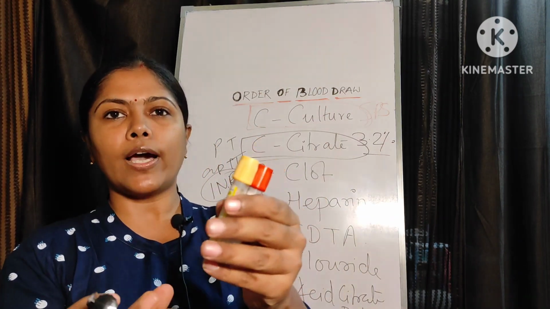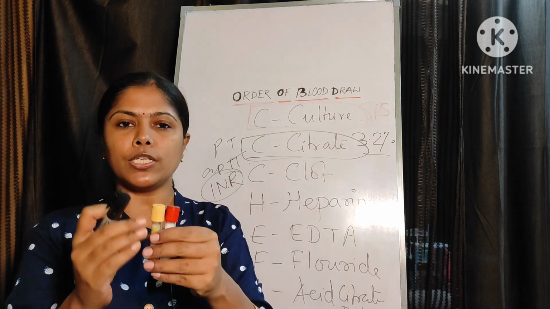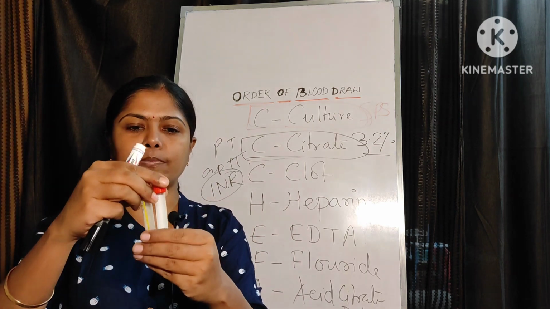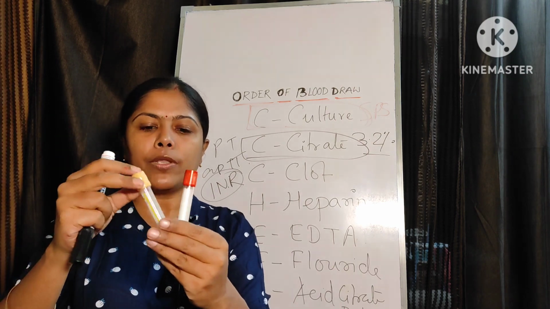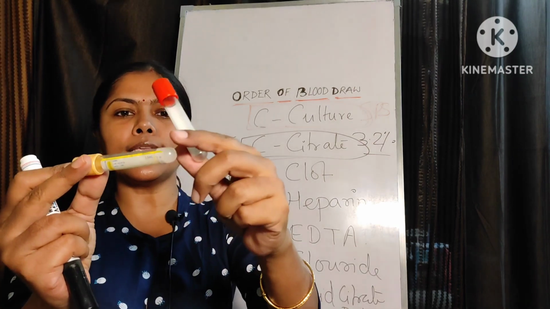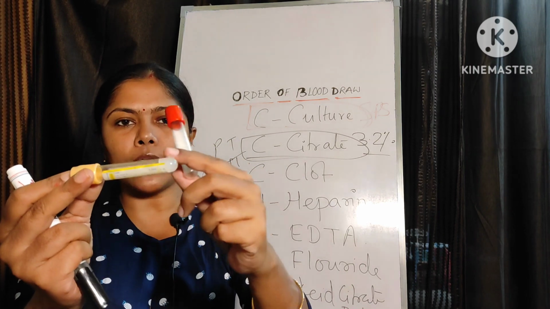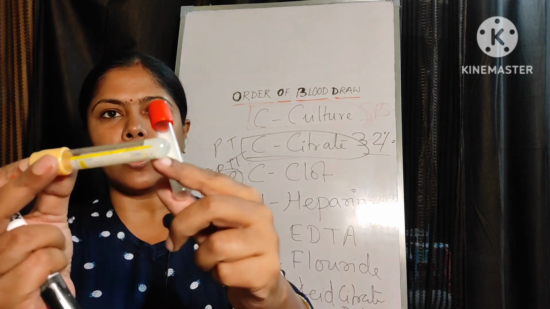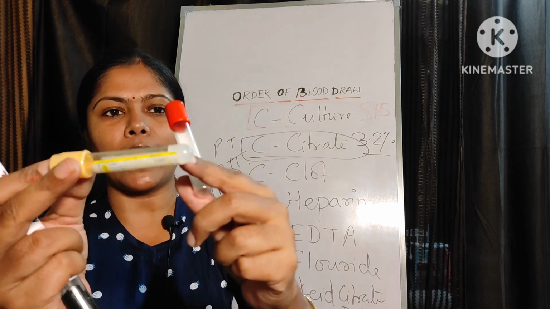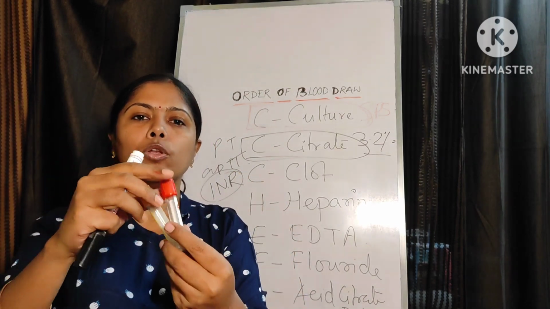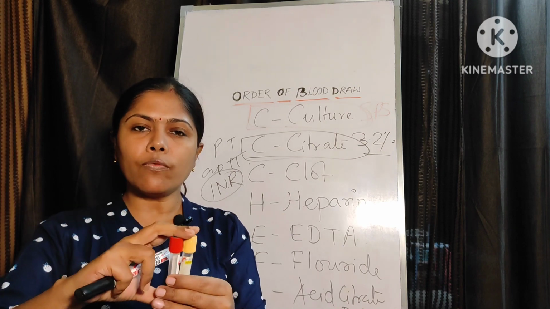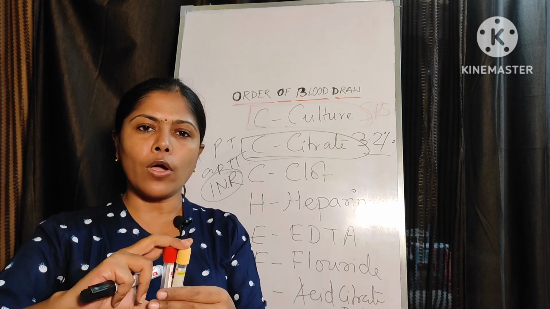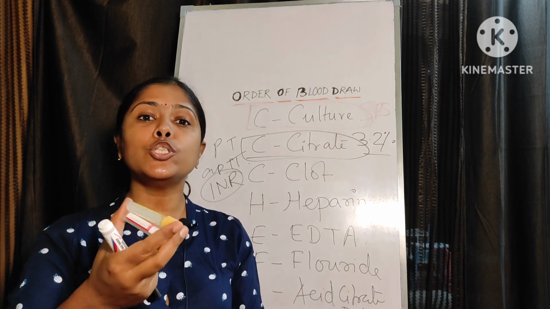After that, the third C is for clot vials or the serum separation tubes. These are the clot vials or serum separation tubes. Here I have two types of vial. First one is red capped and second one is yellow capped. In the yellow capped, if you look, there is a gel at the bottom of the vial, and here no anticoagulant is added. Whenever we collect the blood, we should go for gentle inversion 8 to 10 times.